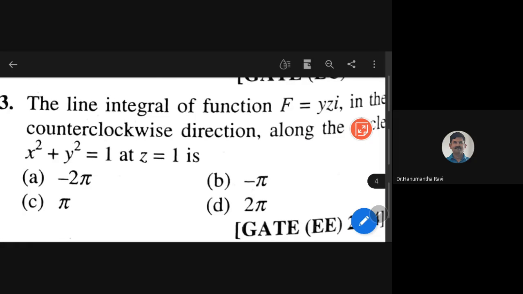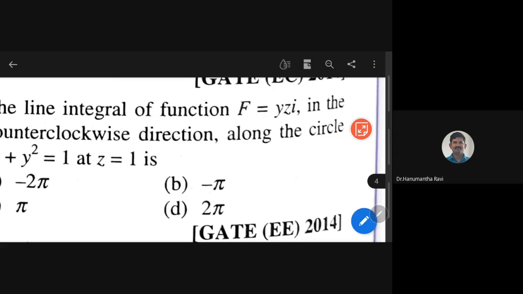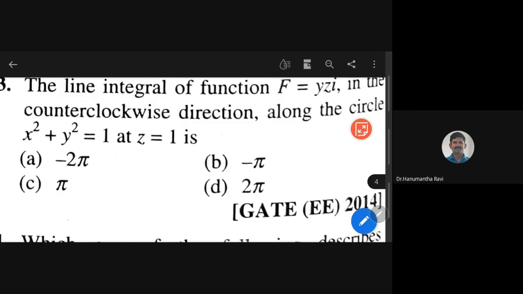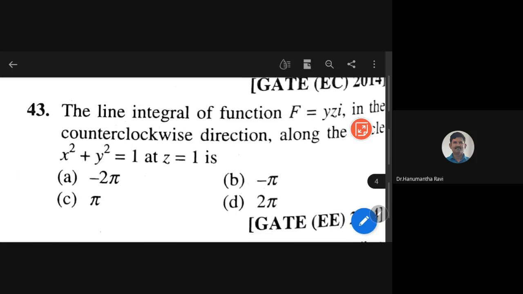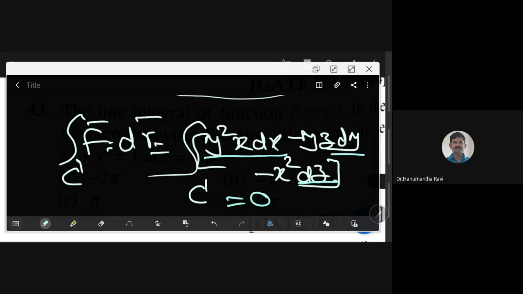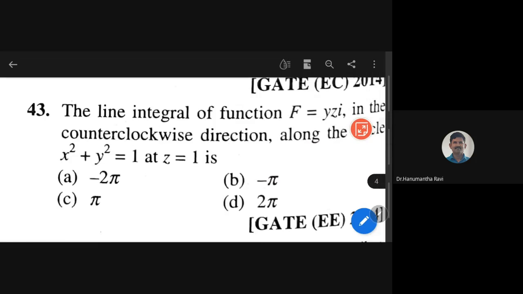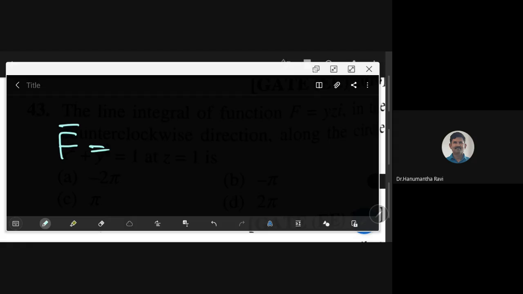So we'll see this one. The line integral of the function f bar equals yz i bar in the counterclockwise direction along the circle x square plus y square equals 1 and z equals 1. Yeah, this problem we will see. So what is our f bar here? Our f bar here is yz i bar.